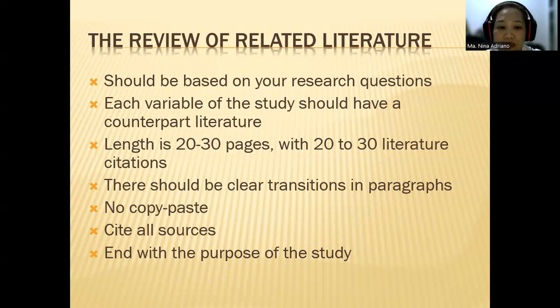So what should be in your review of related literature? Before we discuss that, there should be no copy-paste. There should be proper transitions in the paragraphs, because I will be able to detect whether it's copy-paste or not. If there is no transition... You need to have, for example, "however," "the first paragraph states," and then after, "meanwhile." These are transitional words that you will use as you discuss your review of related literature. I want you to cite all your sources, and of course, all your sources should be within 10 years. And you have to end the review of related literature with your purpose of the study.